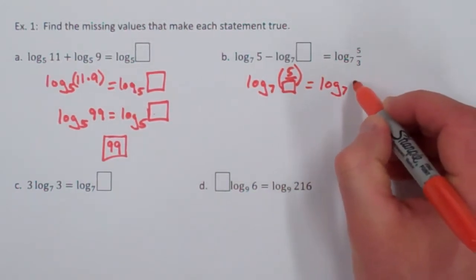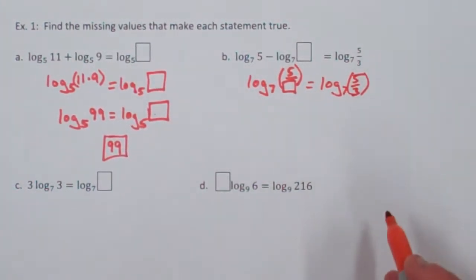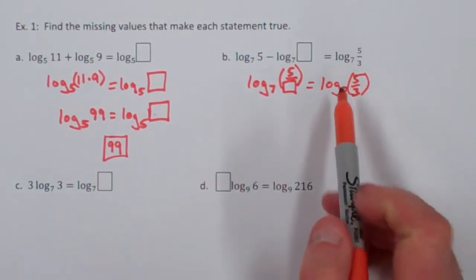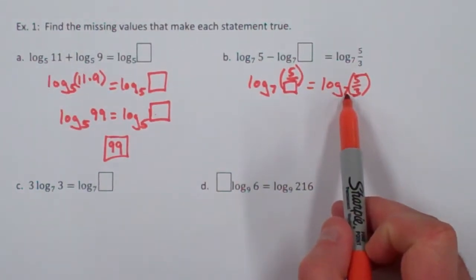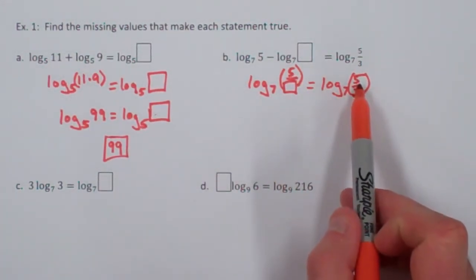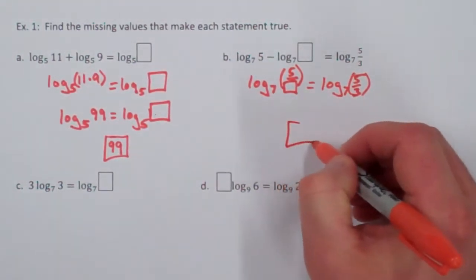This is equal to the log base 7 of 5 over 3. If you want to add parentheses, you can. If you look at these two values, then we have log base 7 on each side, and then we have 5 over 3. So this box part must be 3.